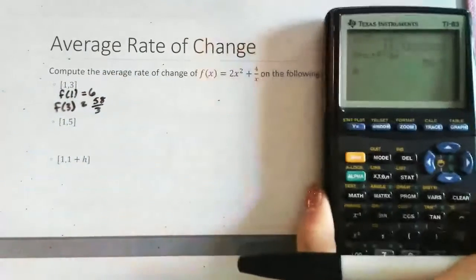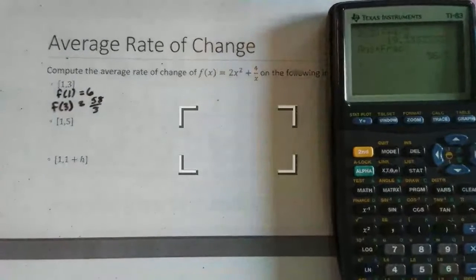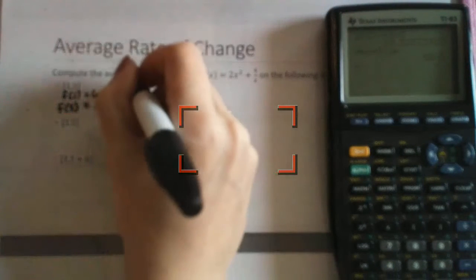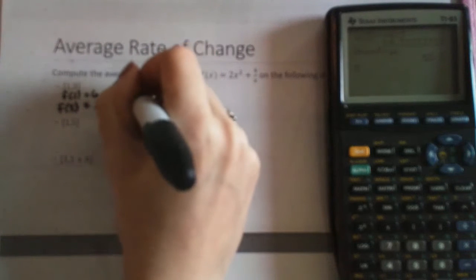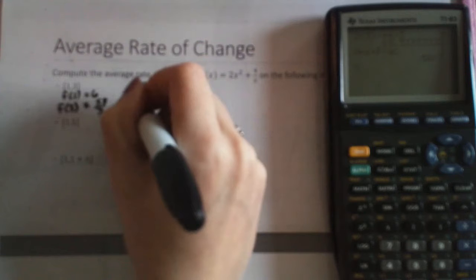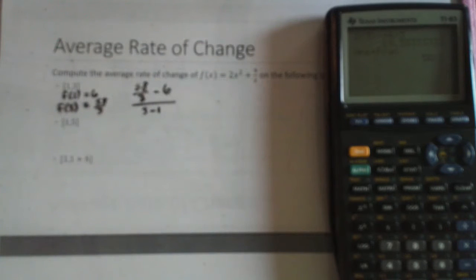Now I can use the average rate of change formula, because f of 1 equals 6 means I have the point 1 comma 6. F of 3 equals 58 thirds means when x equals 3, y equals 58 thirds. So I have my 2 points. I just need to plug them in. So I'll have 58 thirds minus 6 over 3 minus 1.